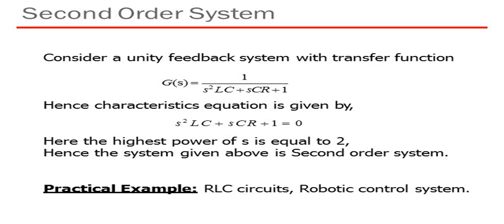Here it is explained: s square LC plus SCR plus 1, where the highest power of s is 2. So it is a second order system. Practical examples of second order systems are RLC circuits, robotic control systems, etc.